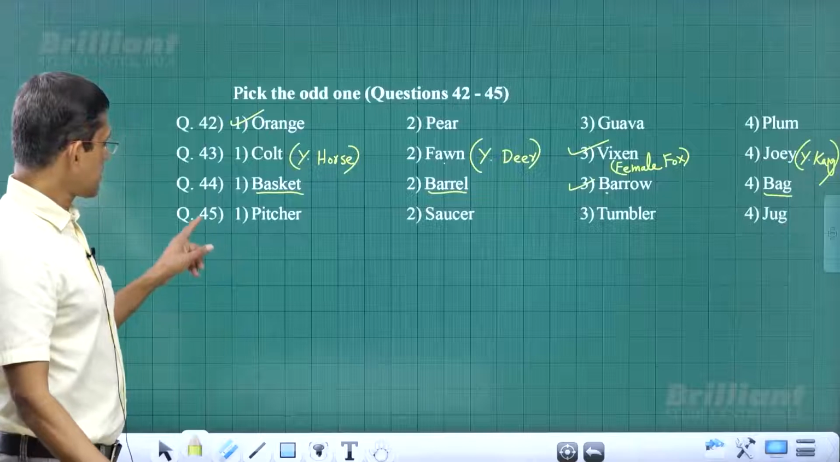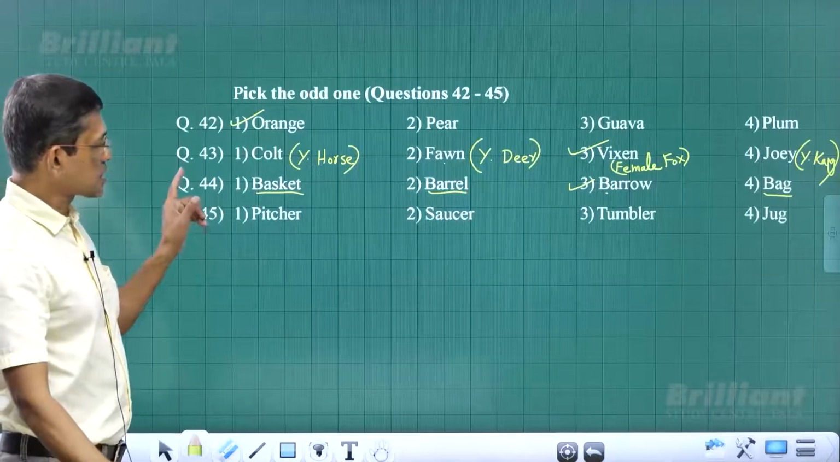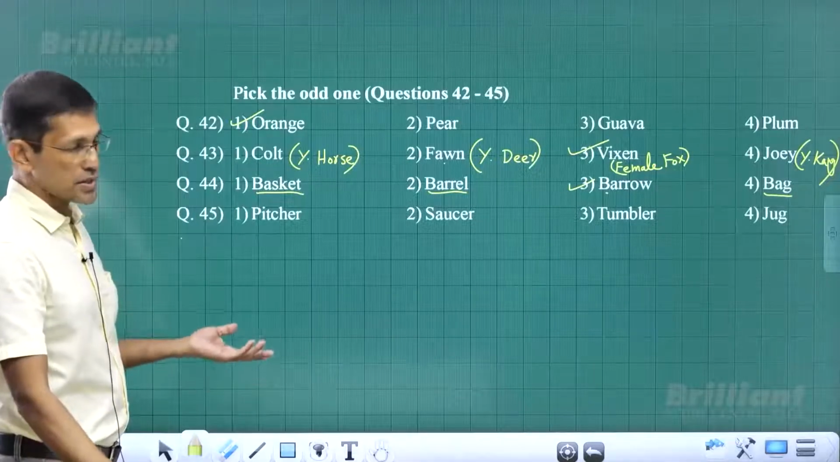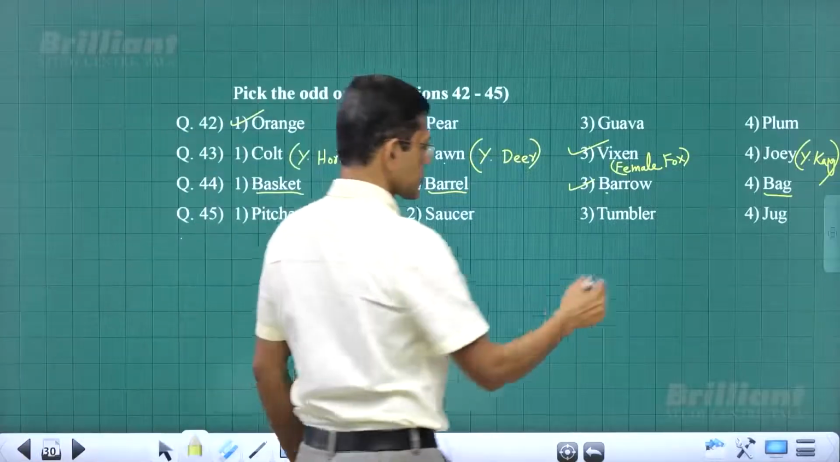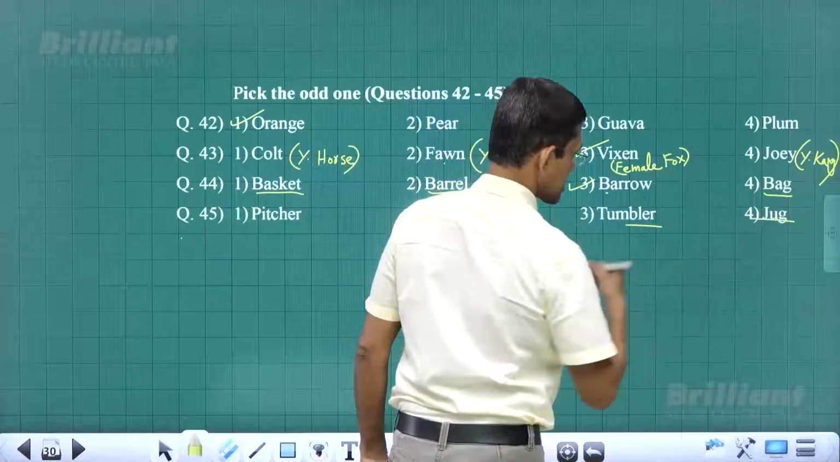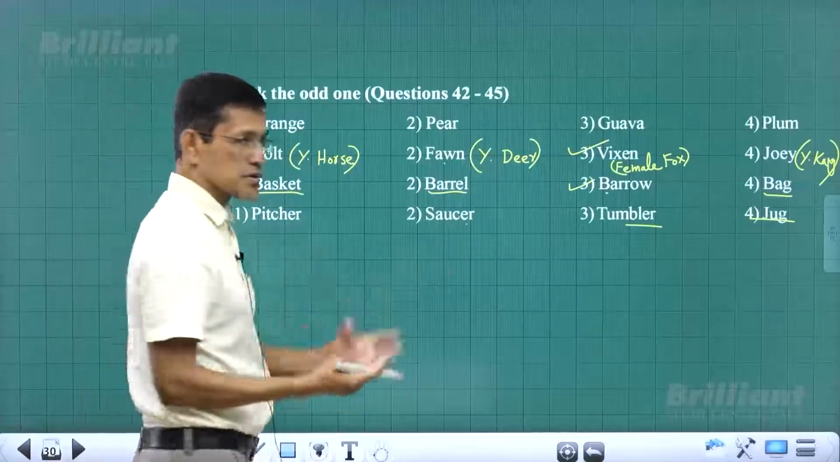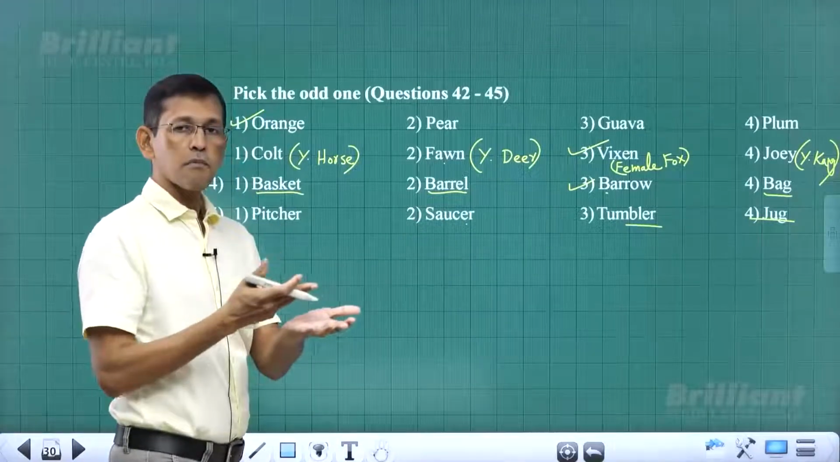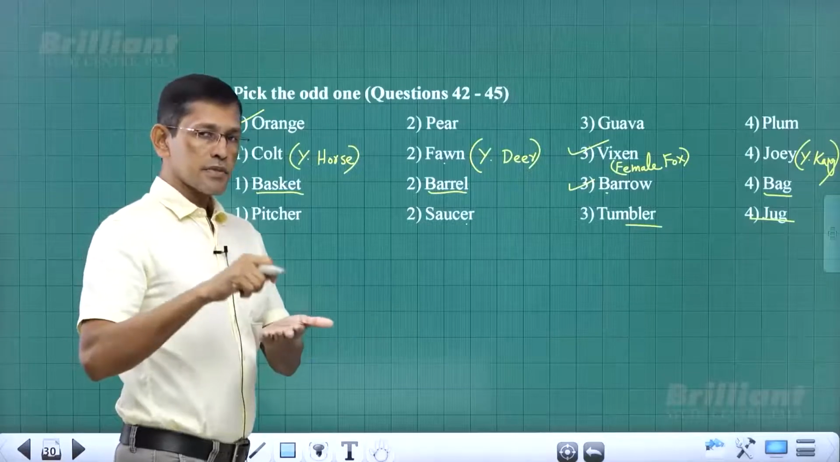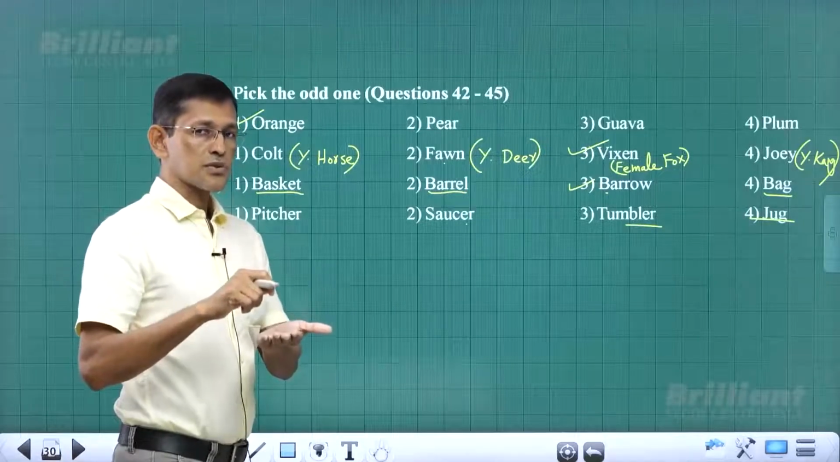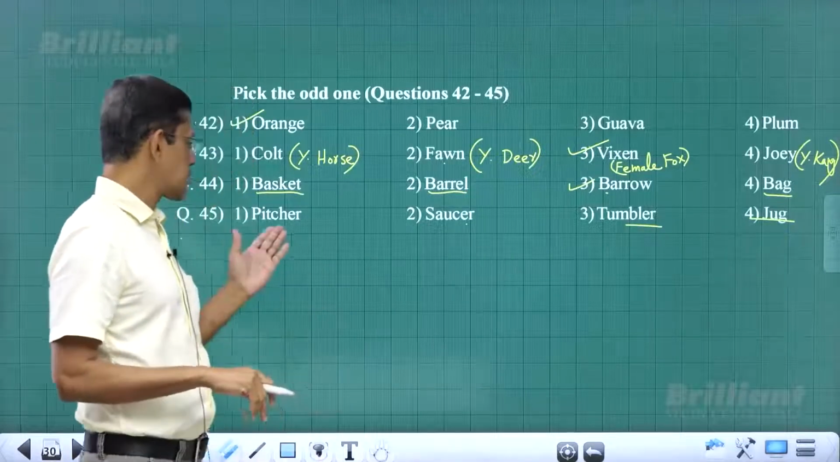Alright, now number 45. Picture, saucer, tumbler, and jug. The tumbler, everybody knows what's a tumbler. Tumbler is a glass. Jug, everybody knows what's jug. And saucer, cup and saucer, right? Saucer, a small plate, which is where the cup is kept. So saucer. And how about pitcher?